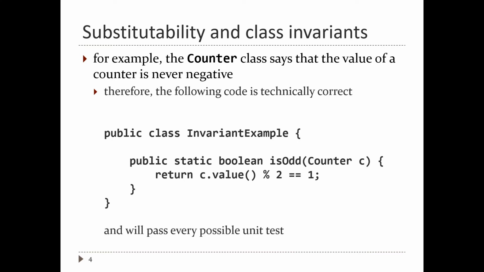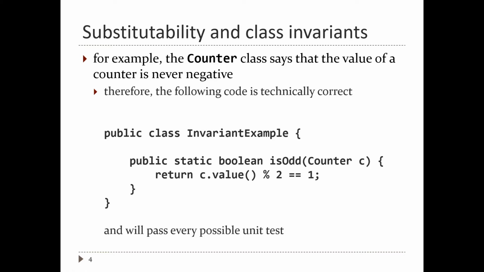An example of this is the counter class. Remember, the counter class has an invariant that says the value of a counter is never negative. And that means someone can write the following method and test it with every possible counter, and it will seem to be correct. Our method here is essentially the isOdd method, which returns true if the counter c has a value that is odd. The implementation of isOdd simply takes the value of the counter, divides it by 2, and computes the remainder. If the remainder is 1, then the method returns true. If the remainder is 0, then it returns false.